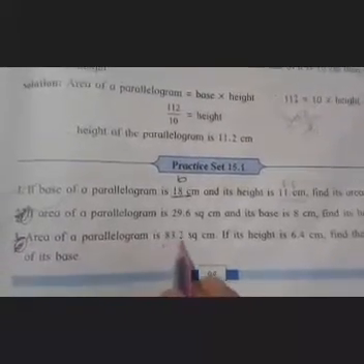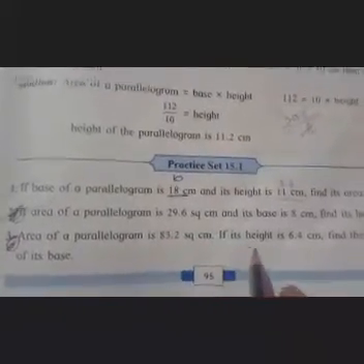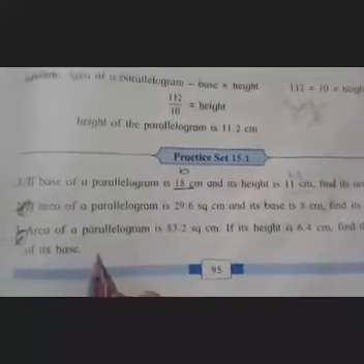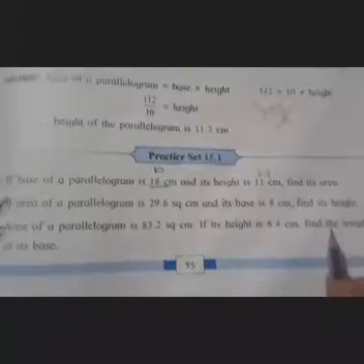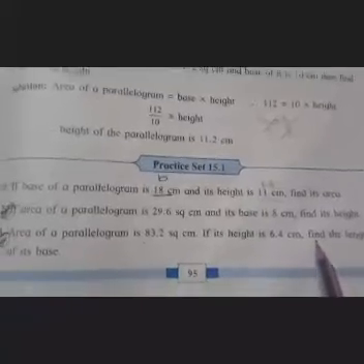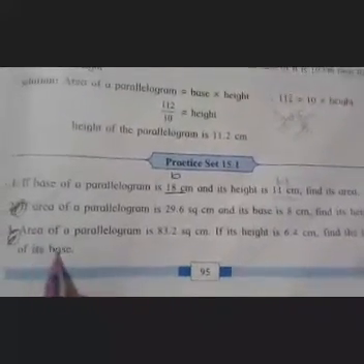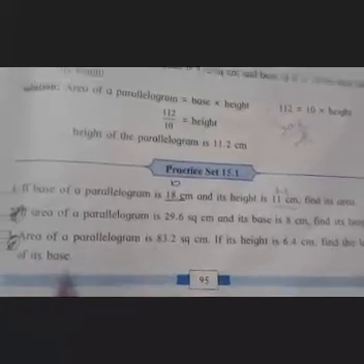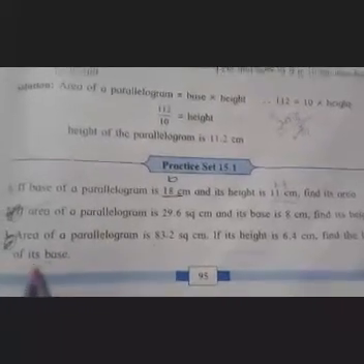Okay students, now we will move on to the third question, that is: area of a parallelogram is 83.2 square centimeter. If its height is 6.4 centimeter, find the length of its base. Now some of the students will get confused. Find the length of its base. Teacher, what does this mean? This means that they are indirectly telling us to find its base only. Do not get confused. Just they are telling the length of its base. So indirectly we have to find the base only.